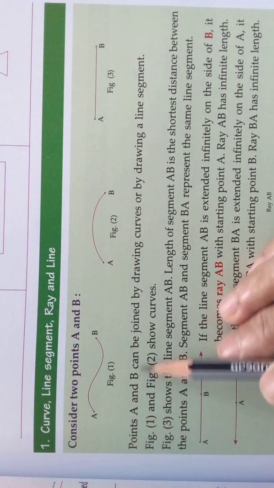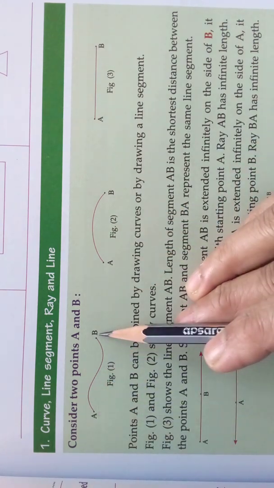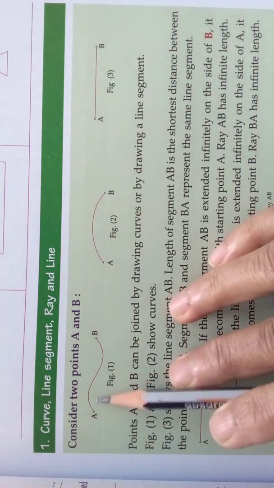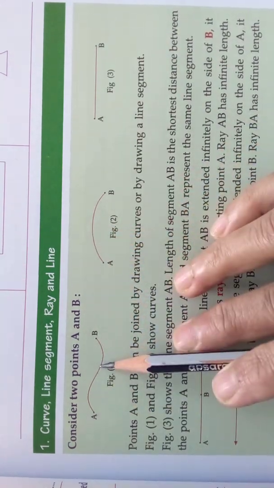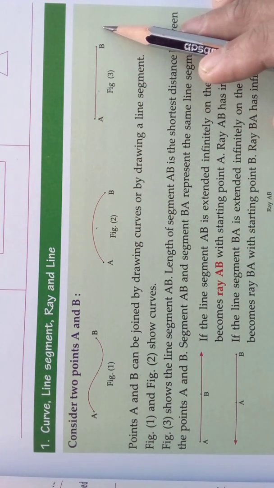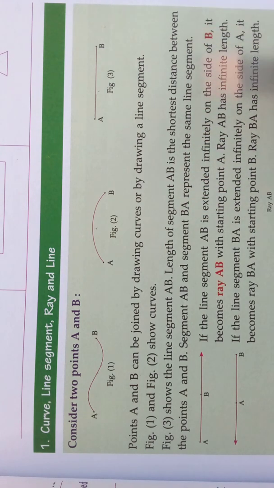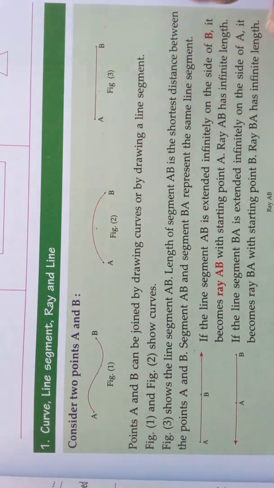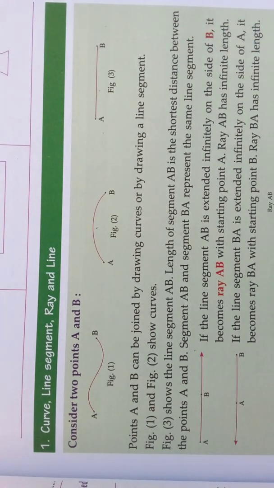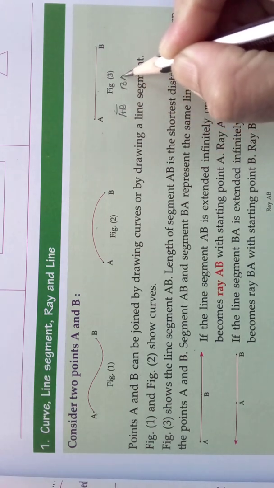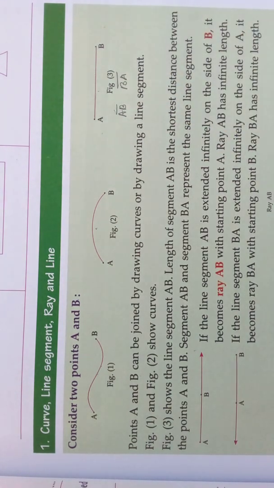Points A and B can be joined by drawing curves like this, or by drawing a line segment. These are all the curves. This is a curve, this is a curve, and this is a line segment. Length of segment AB is the shortest distance between the points A and B. Segment AB and segment BA represent the same line segment. We can tell it as AB or BA. We can write like this AB, or like this BA. Both are same. Understood, children?